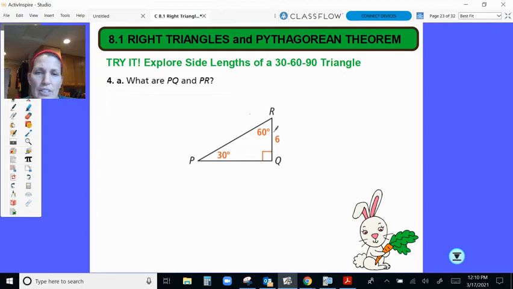So we have our short side here is 6. That means my hypotenuse will be 12, double that. And our long side here will be 6 square root of 3. Okay.